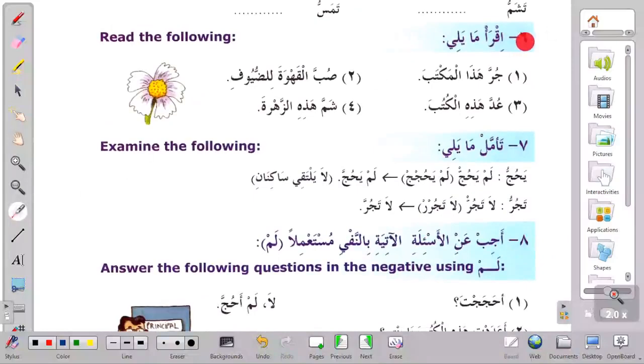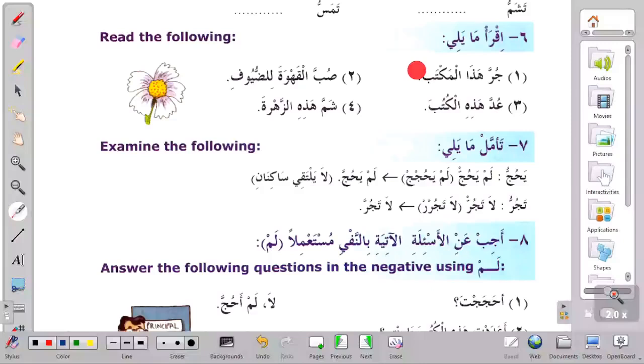This says Iqra ma yali. So actually it's not an exercise. They are going to teach us something new here. Iqra ma yali. We should read that which follows. Jurra hazal maktaba. So that we are now applying it. What we have learned, we are applying it here. So Jurra hazal maktab. So this is a command. We are commanding someone. Jurra hazal maktab.